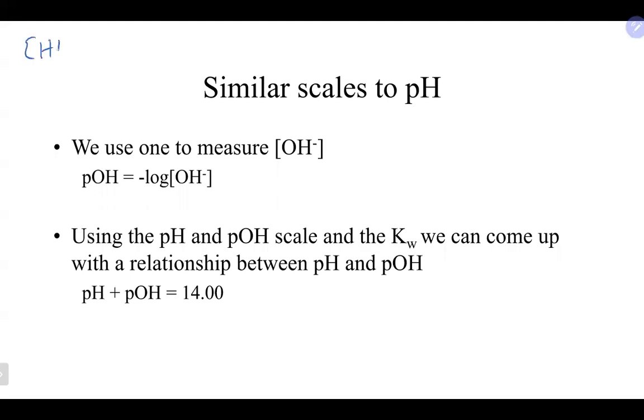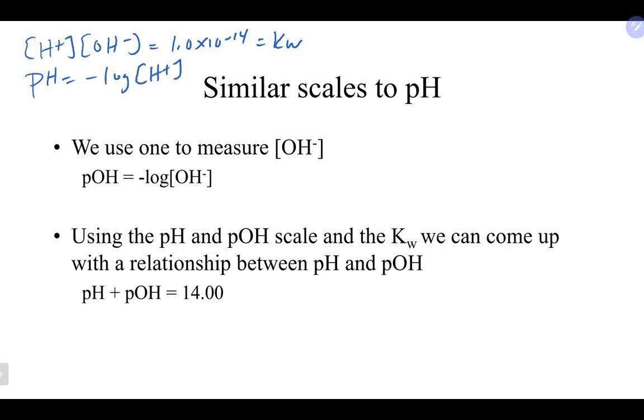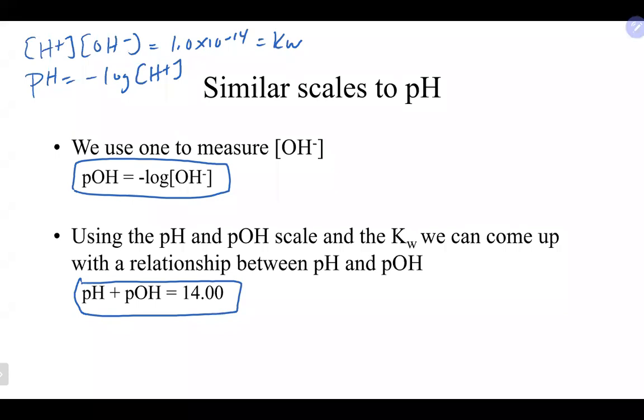We have H plus times OH minus equals 1 times 10 to the minus 14, which is known as Kw. We obviously have our pH is equal to minus the log of the H plus concentration. There's our pOH, and once again, our relationship between those two. So as I mentioned, it does give you a variety of ways that you could solve these problems. In addition, let's add a couple of other equations which are important as well.